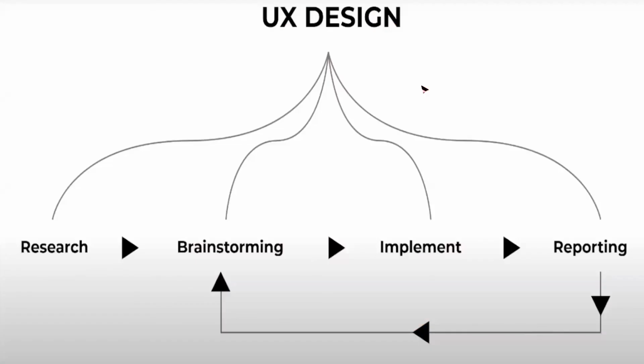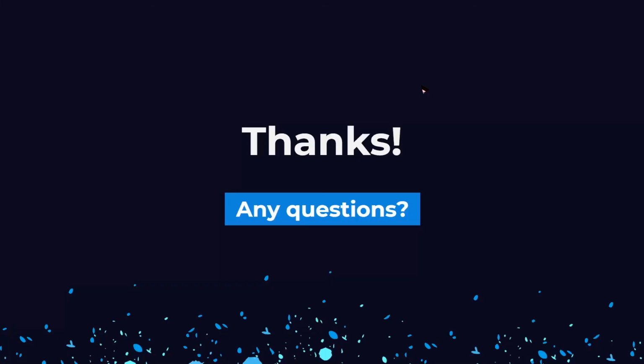So: research, brainstorming, implementation, and reporting. When you report, if there are errors, you go back into brainstorming how to solve that design problem, then implementing again, then reporting, and then going back and researching more and brainstorming more to make a better, great quality product for the users. And that's it.